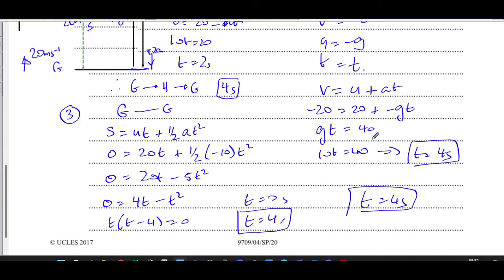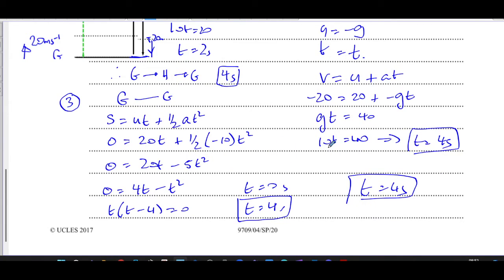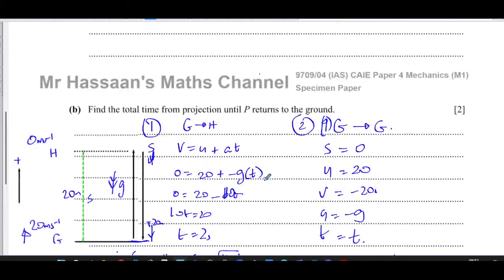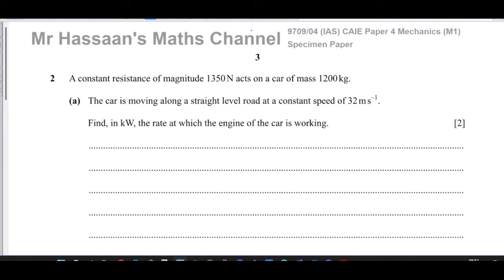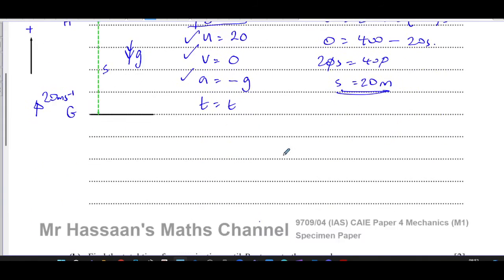Right? And the third uses the fact that the displacement is 0, okay, when it returns back to its original position. And we use that to find, and this gave us 2 values. One was where it was thrown, and the other one where it fell back down to its position. Okay, so that's the ways of answering this question, and that's it. That's question number 1 completed.